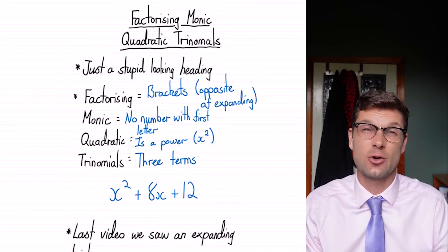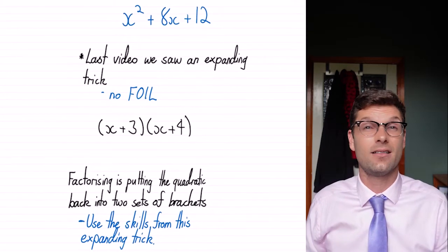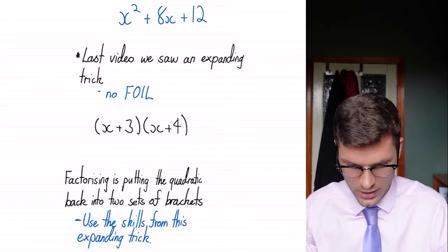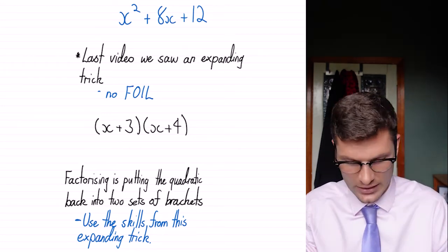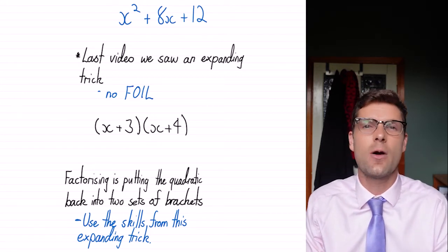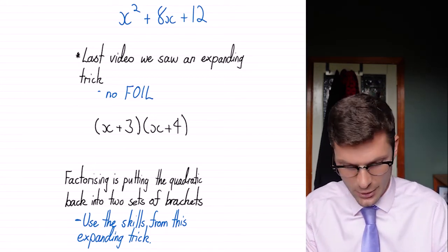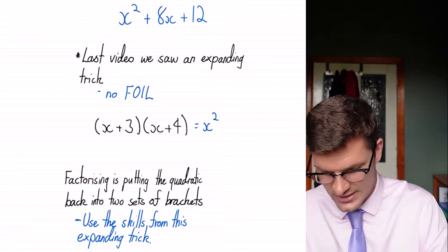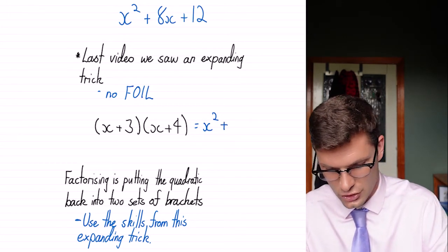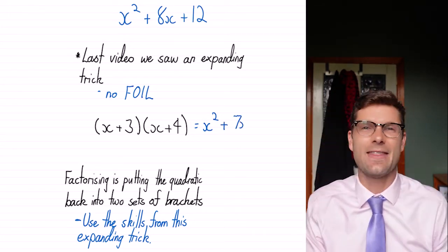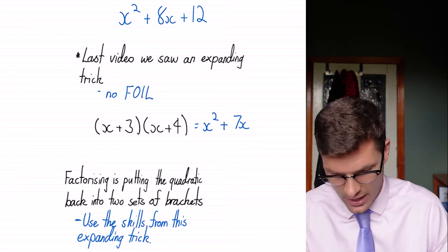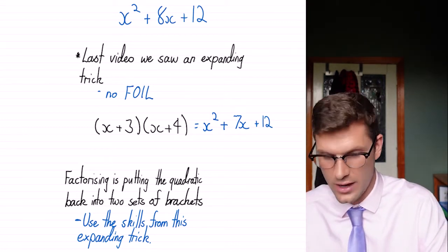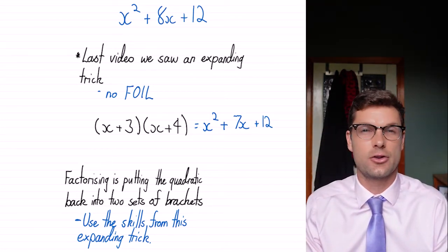In the last video, we saw that there was a shortcut for expanding two sets of brackets really quickly without using FOIL. I'm just going to do a really quick example here. If you do not see where I'm going with this, please check out my last video. The first term is x squared because these two x's multiply together. The second term is the addition of the two numbers, so 7, and then we add the x in by itself. And the last term is 3 times 4, which is 12. So it's a really quick way to do this.